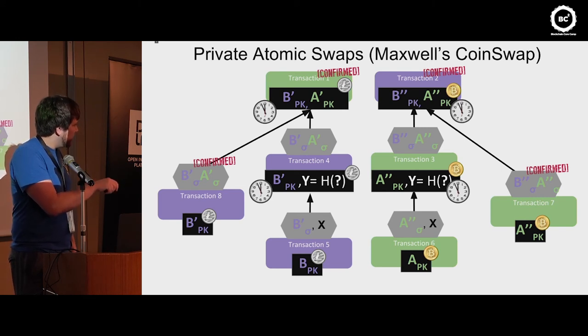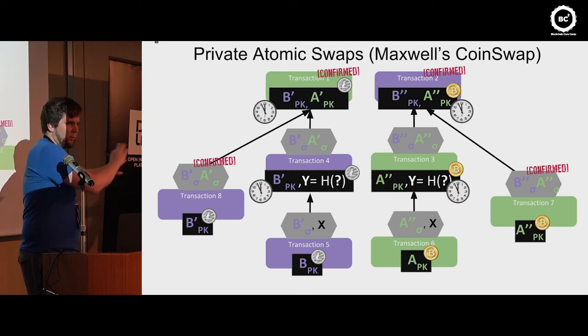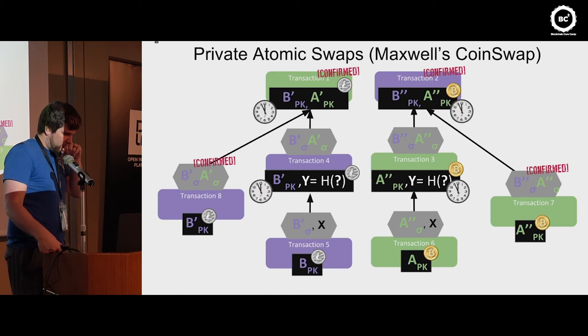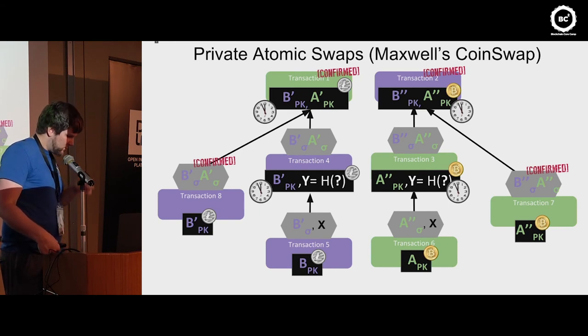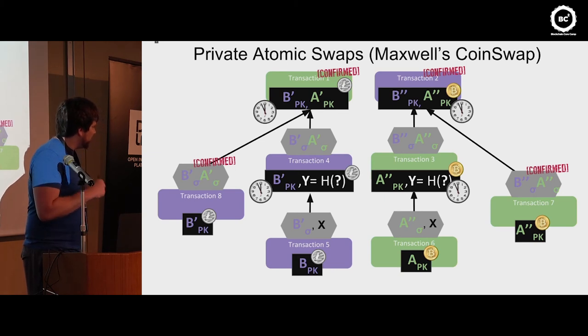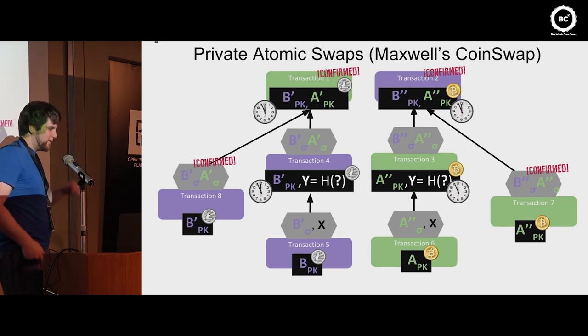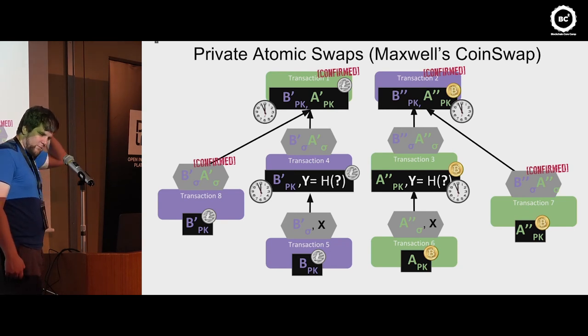However, once the swap has been performed, both parties can cooperate to sign transactions 7 and 8 and post those on the blockchain. And since transactions 7 and 8 do not contain the value x, they cannot be linked to each other.